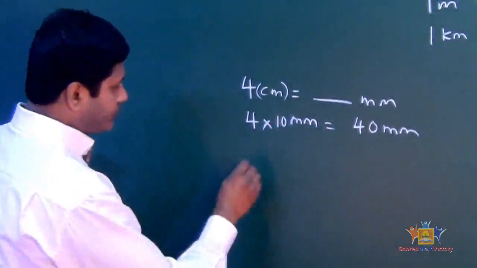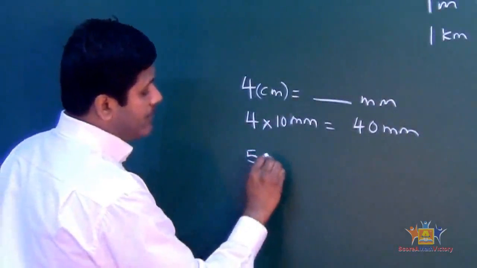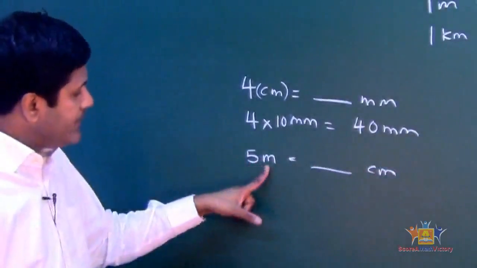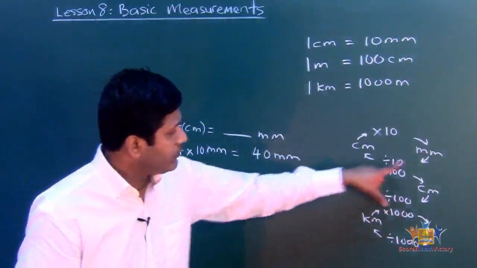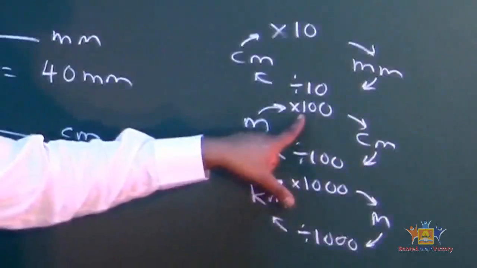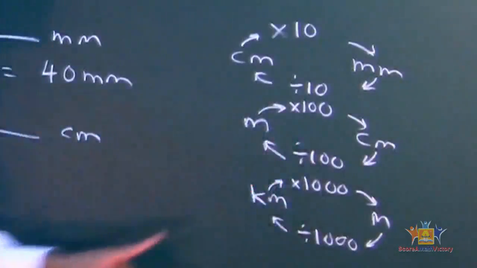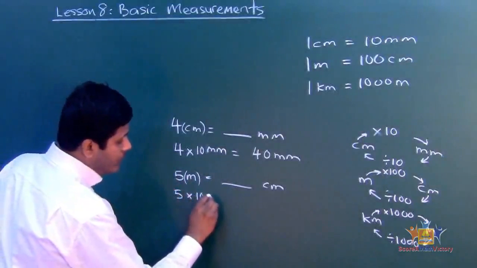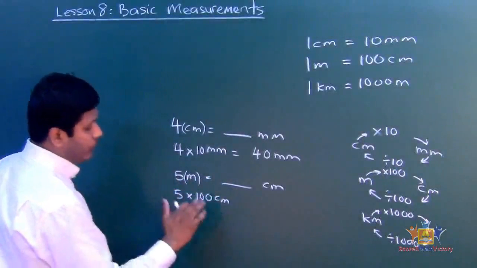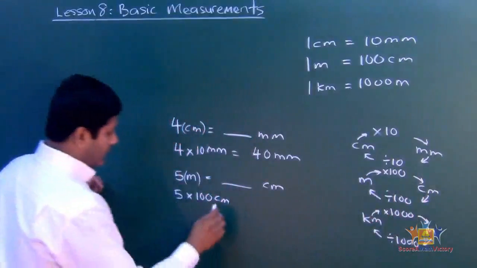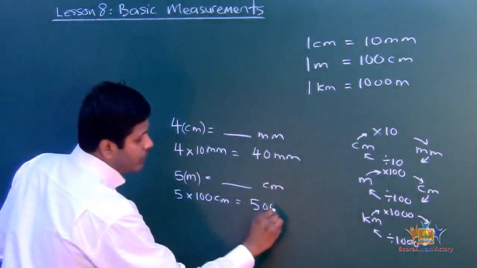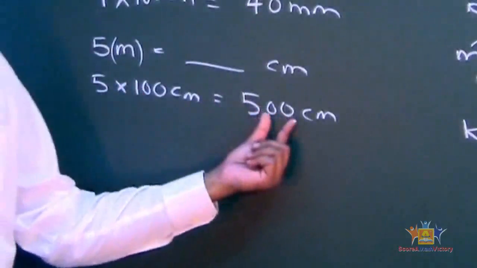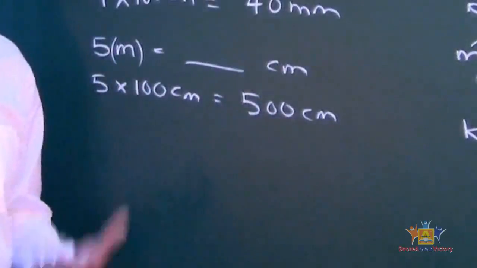Now if I have 5 meters and I want it in centimeters, I'm going from meters to centimeters. What do I do? I multiply by 100. So I substitute: 5 times 100 centimeters. That makes it 500 centimeters. I just take the 2 zeros and put them behind the 5. Pretty easy, isn't it?